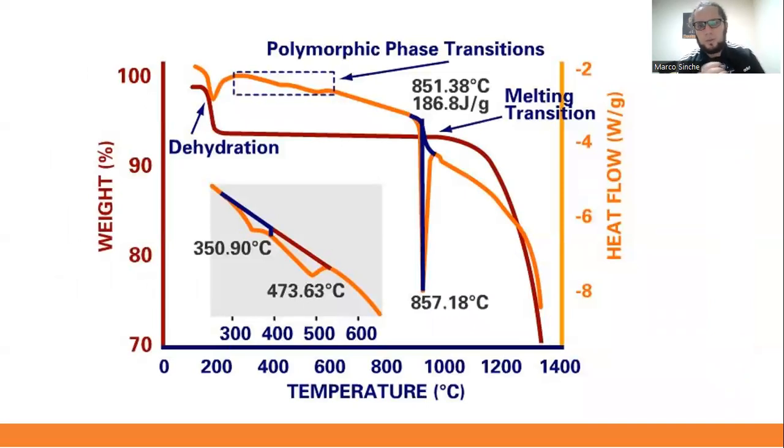It's also possible to graph in the same figure both the results from the TGA and the DSC analysis, and combined they will provide more useful information regarding specific changes such as melting.